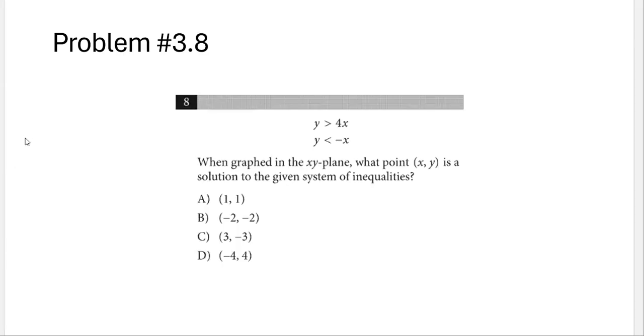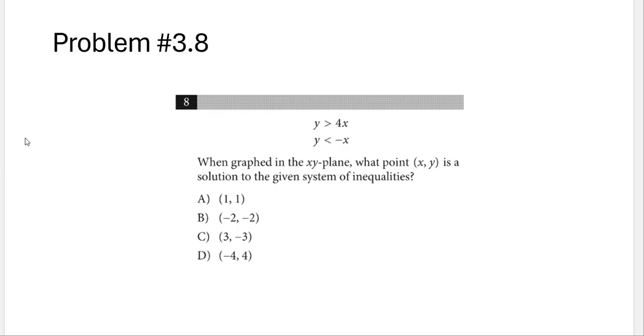This is number 8 on the 2021 March instance of the SAT exam. This one's about a system of inequalities. Let's see what it says. It gives us these two inequalities, y greater than 4x, y less than negative x. When graphed in the xy plane, what point x comma y is the solution to the given system of inequalities?